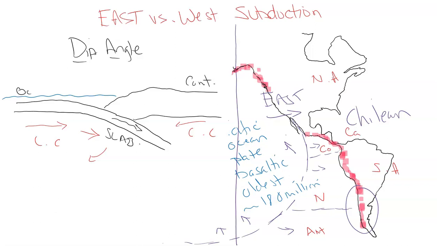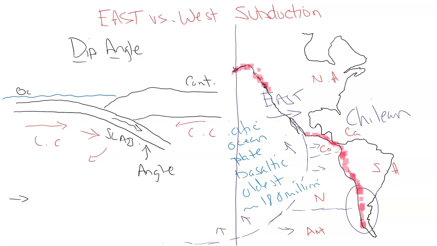But what we care about is the dip angle. This angle at which the slab is descending or subsiding or being forced under, or underthrusting. The angle is very important. Now, what controls the angle?